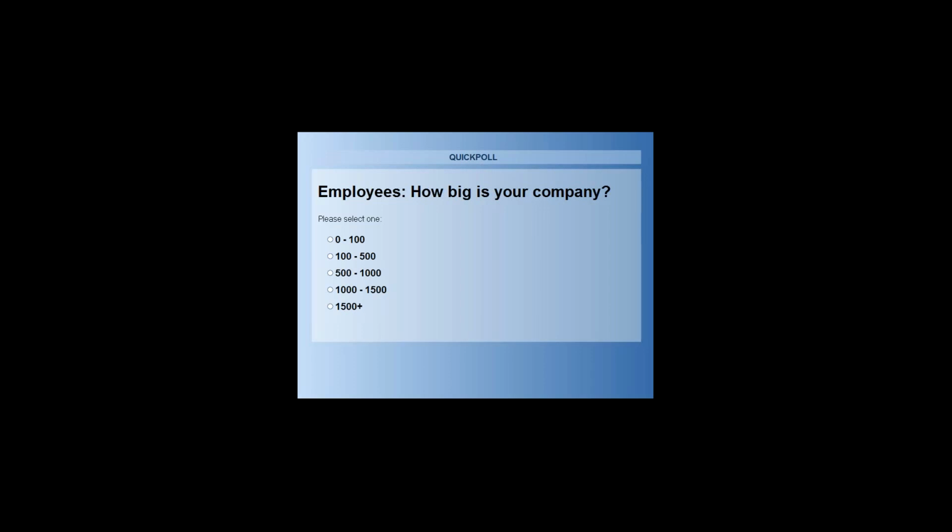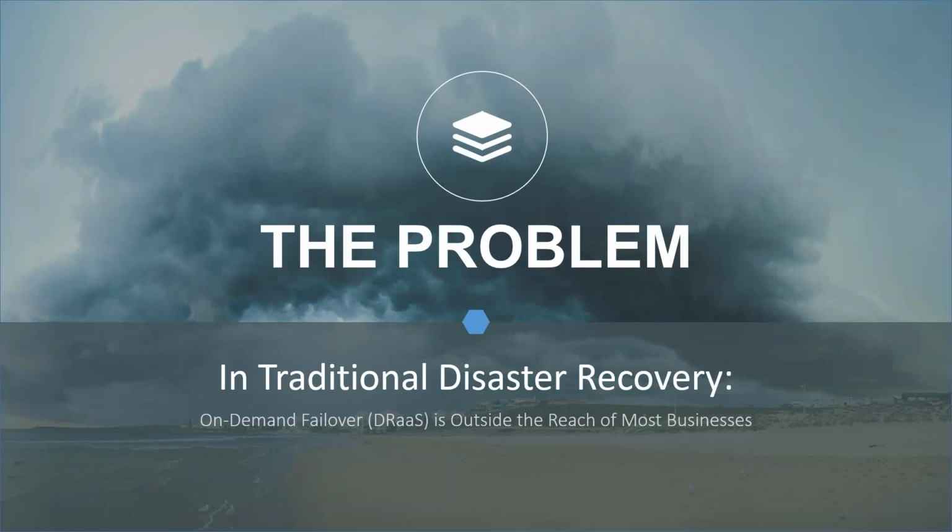The results: 65% of the audience today are in the 0 to 100 bucket, so we're with smaller organizations today. 20% of you are in 1500 plus, and then it's single-digit percentages in the other categories. Interesting. All right. So we've got kind of a U-shaped distribution.